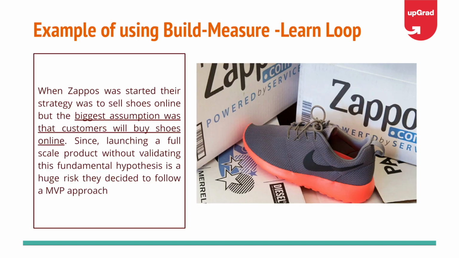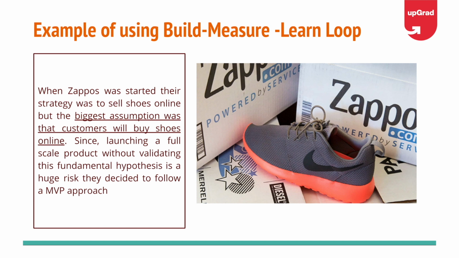Let us look at an example of using a build, measure, learn loop. When Zappos was started, their strategy was to sell shoes online. This was a long time back, when Amazon was there, but still shoe selling online was not very popular, right? No big player was doing it. Probably there are some players here and there, but not players who were popularly used by the customers. So no one knew whether it was a working strategy or not.